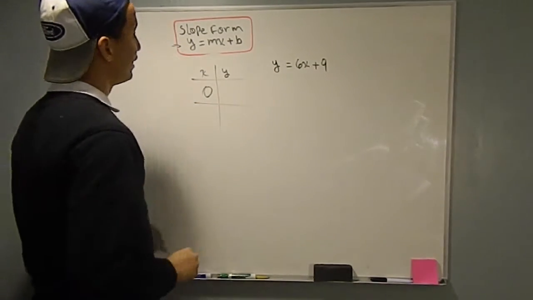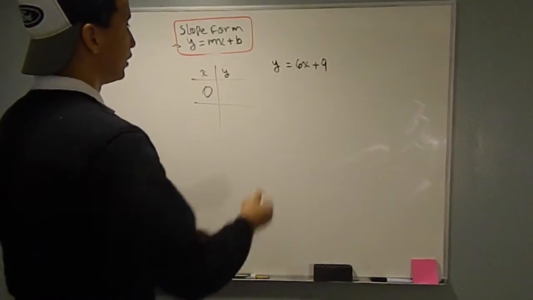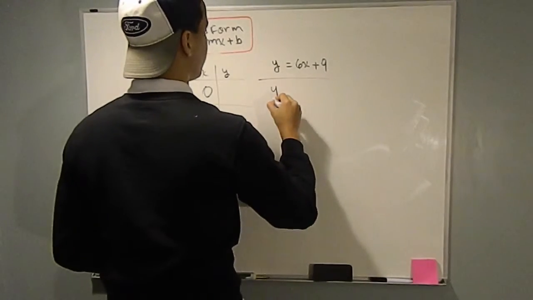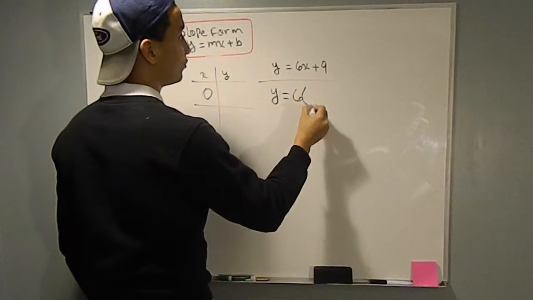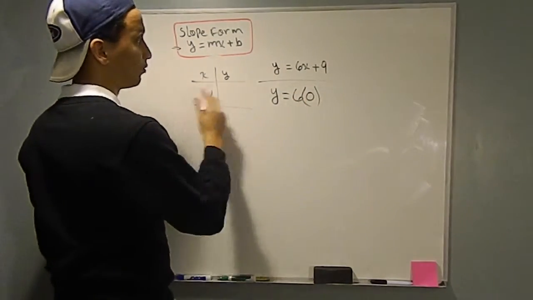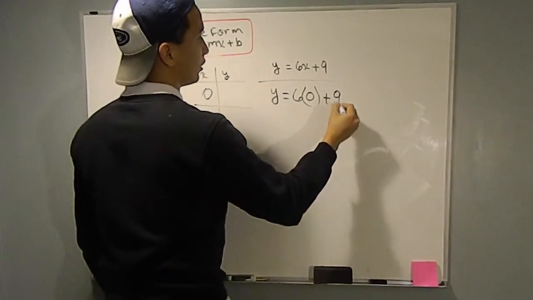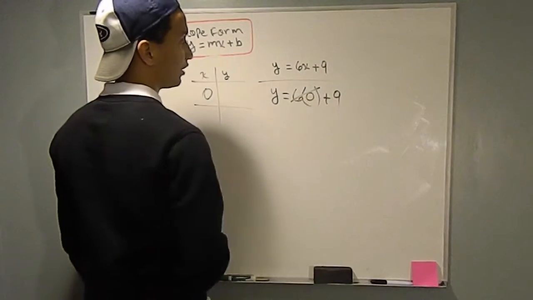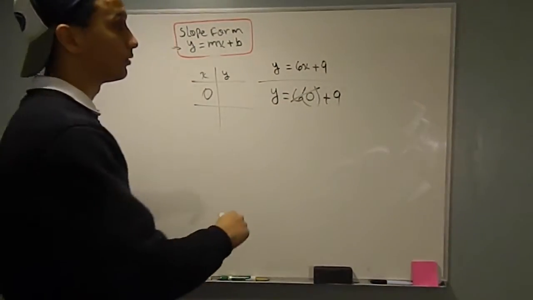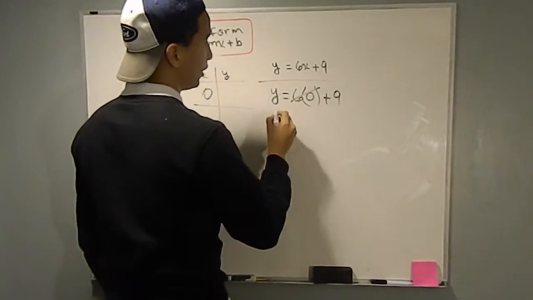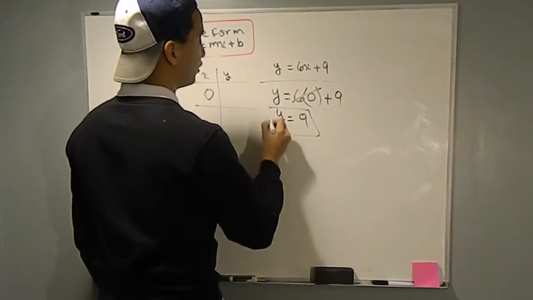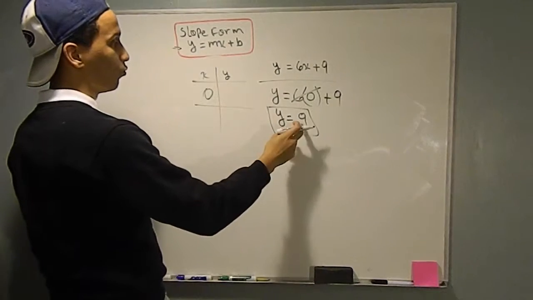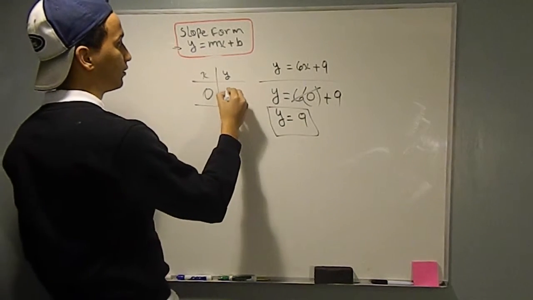Right, so I'm gonna say when x is 0, what is y? I'm gonna solve it right here. I'm gonna say y equals 6 times 0, because I'm assuming that x is 0. So this cancels out because 6 times 0 is 0. And then 0 plus 9 is 9. So when x is 0, y is equal to 9.